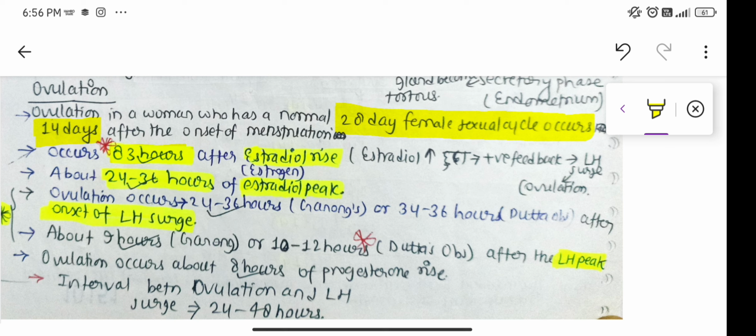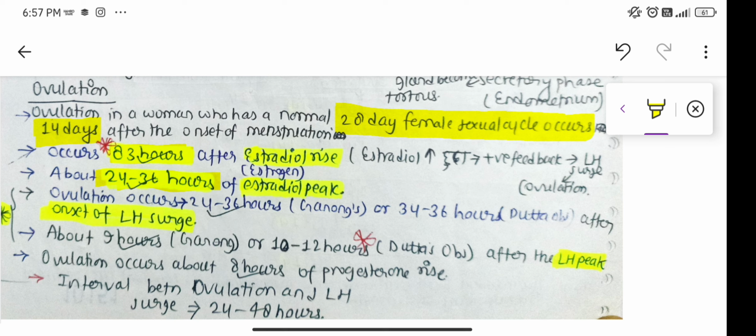Okay, so this is another estradiol peak. One is the rise of the estradiol, another is the peak of the estradiol. So it will take 24 to 36 hours after the estradiol peak. It means when the estradiol or estrogen reaches its peak level, ovulation will occur after 24 to 36 hours.